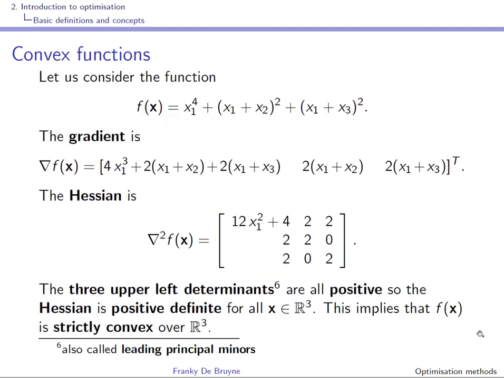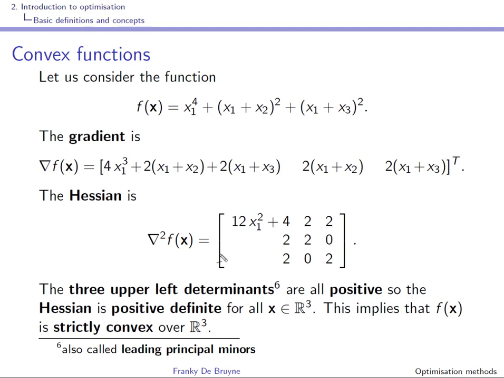Let us consider a function that is slightly more complicated, a function of three variables, x1, x2 and x3. The gradient will therefore be a column vector with three elements. This is the partial derivative with respect to x1, partial derivative with respect to x2, and this is the partial derivative with respect to x3. The Hessian will be a 3 by 3 matrix. So for example, this is the second derivative with respect to x1. This is the second derivative, first with respect to x1 and then x2, and so on.